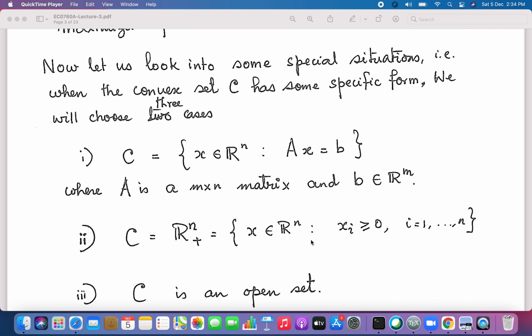But this x belonging to C being the non-negative orthant is a very, very important thing in economics, because this is nothing but the space of all commodity bundles, because you have to choose the commodity from there. So that's why it's very important to discuss this case. But this is such an important case that we'll discuss it separately. That will be our next lecture. So let us just discuss this.